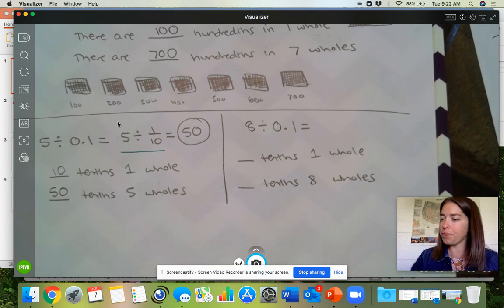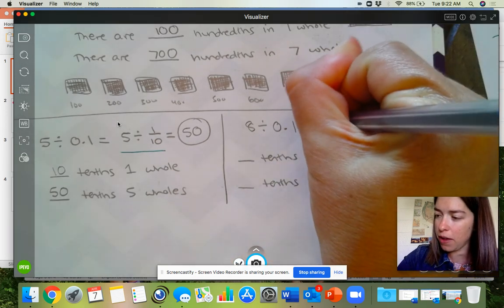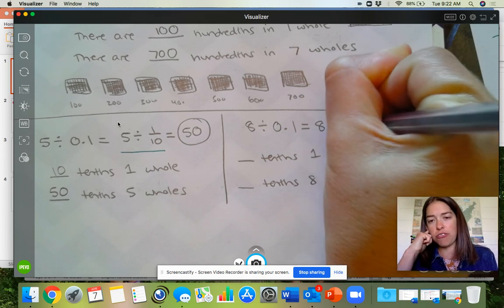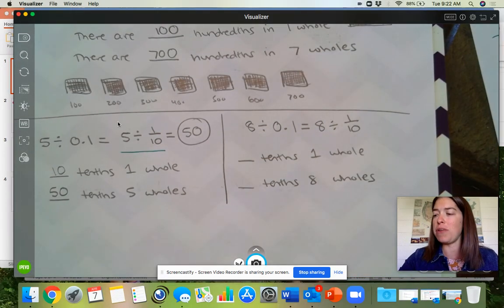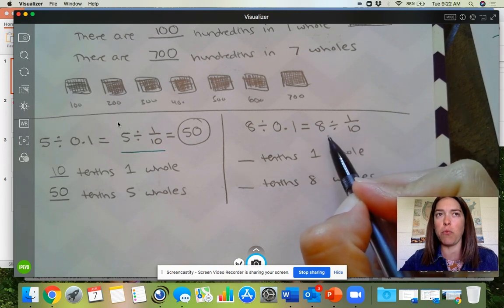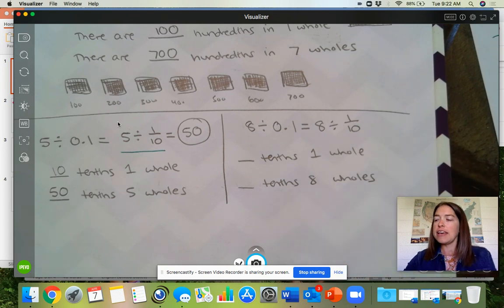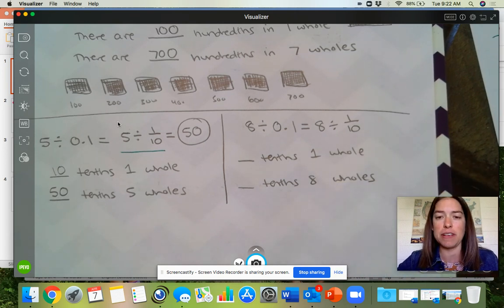All right, let's check it. 8 divided by 1/10, we should have rewritten that as 8 divided by 1/10. That's just a reminder that I'm asking myself how many tenths are in those 8 wholes. I can visualize exactly what 1/10 looks like. I can picture my 8 wholes, my 8 pans of brownies, each one cut into tenths. How many pieces would that be?